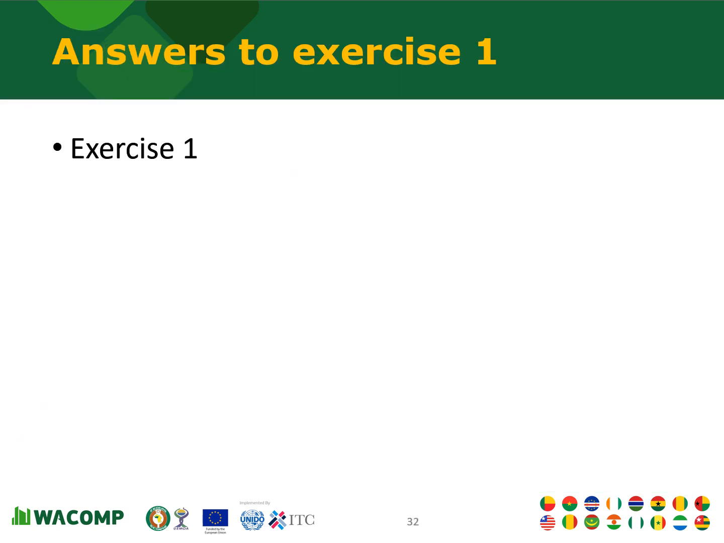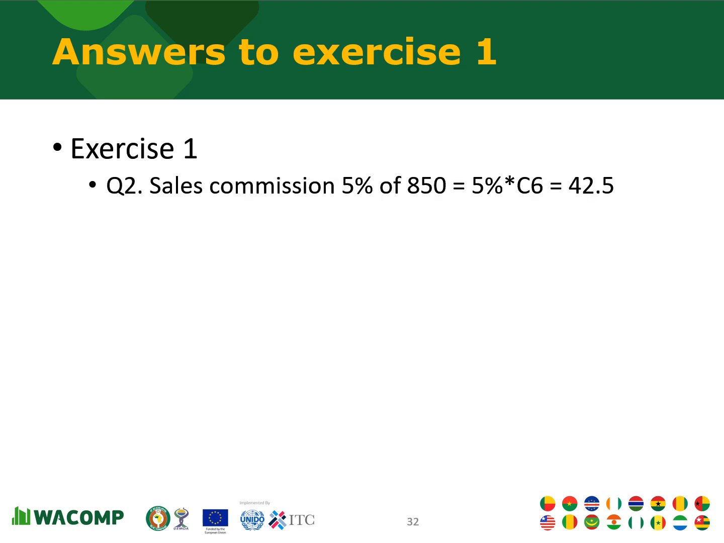Welcome back. Here are the answers to exercise 1. I trust that you have correctly filled in P, VC4, transport costs, and Q. So let's go straight to question 2: sales commission of 5%. How to calculate it? It's 5% of 850. So in cell C7 you write equals 5% times C6. That's the cell where the sales price is, and the answer is 42.5.